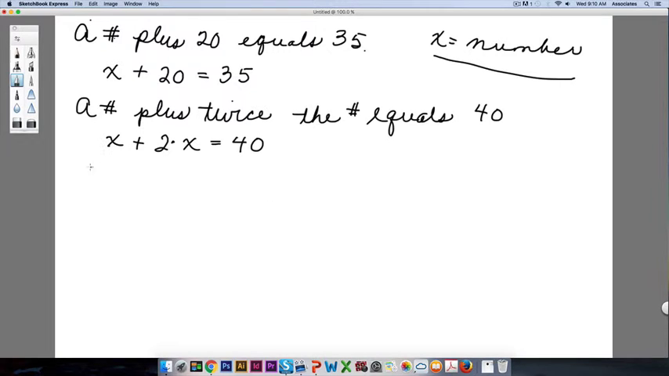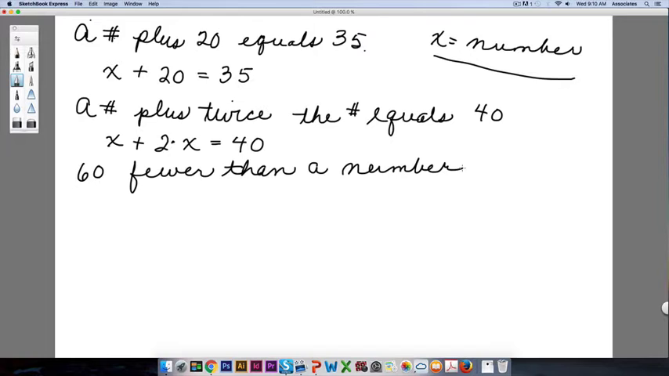That wasn't too hard. The next one says 60, and I know it was in words, but fewer than, let's get the rest of the sentence, a number is 80. Now, before I start writing this, I saw that fewer means subtract, but fewer than tells me something else too. Remember a couple minutes ago, I told you that subtraction is not commutative. Order matters. So I need to know which one goes first. Does the 60 go first or does the x go first? When it's fewer than, it tells me that the order switches.